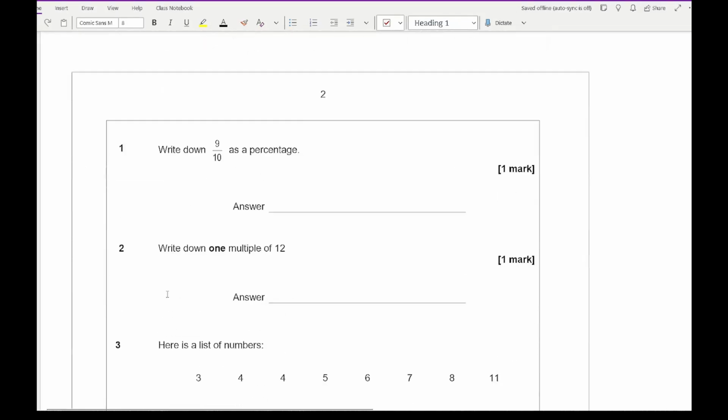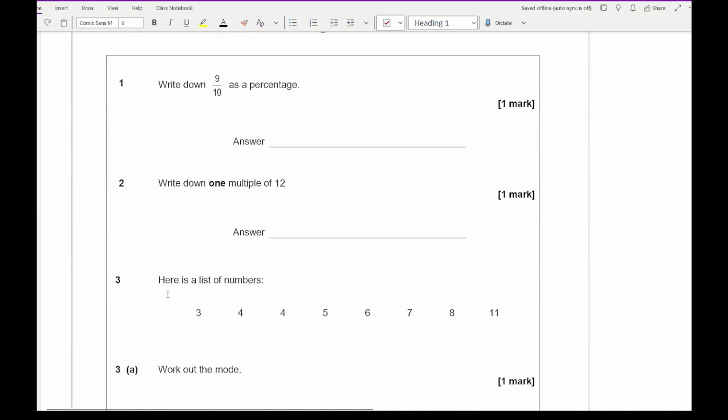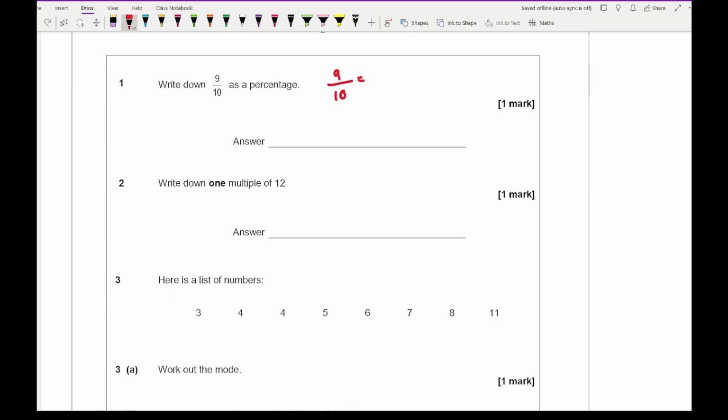So looking at question 1, it says write down 9/10 as a percentage. So with many of these questions, what you want to do, if you don't know the conversion straight away, is, when converting to a percentage, we want the denominator to be 100. So I've multiplied 10 by 10 to get 100. So I do the same to the 9, in which I get 90. So then the answer is going to be 90%.